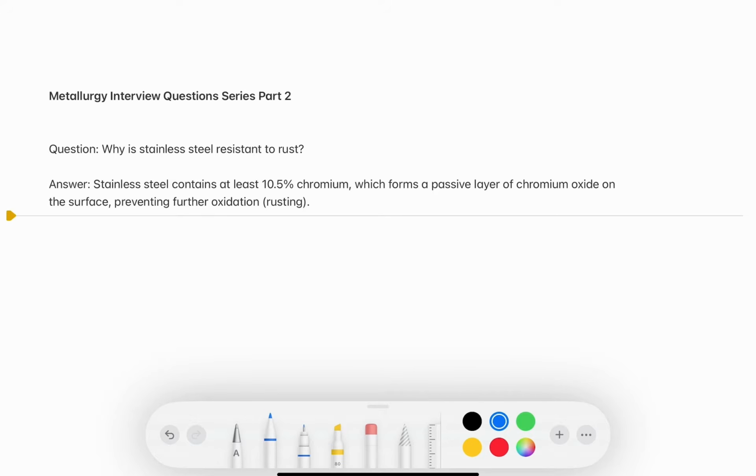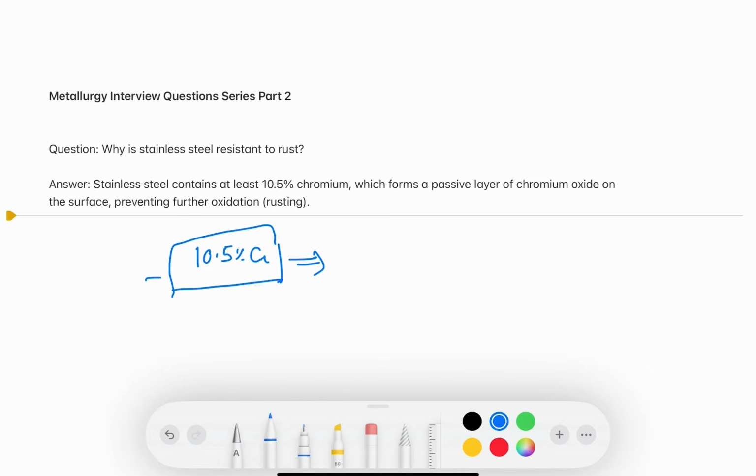In today's metallurgy interview question series part 2, the question is, why is stainless steel resistant to rust? The main reason is that it contains a minimum of around 10.5% chromium, which forms a chromium oxide layer on the surface, and that further prevents the oxidation or rusting process.